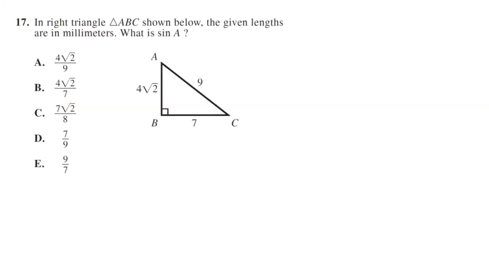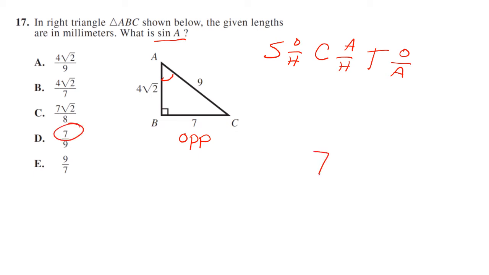The triangle shown below, what is sine of A? So here, SOHCAHTOA: sine equals opposite over hypotenuse, cosine is adjacent over hypotenuse, and tangent is opposite over adjacent. Our opposite is this side, opposite from the angle we want, so 7 has to be on top. Actually, we have our answer already, because the only one that has 7 on top is D. So opposite over hypotenuse, 9. We got it quickly, without having to work too hard.